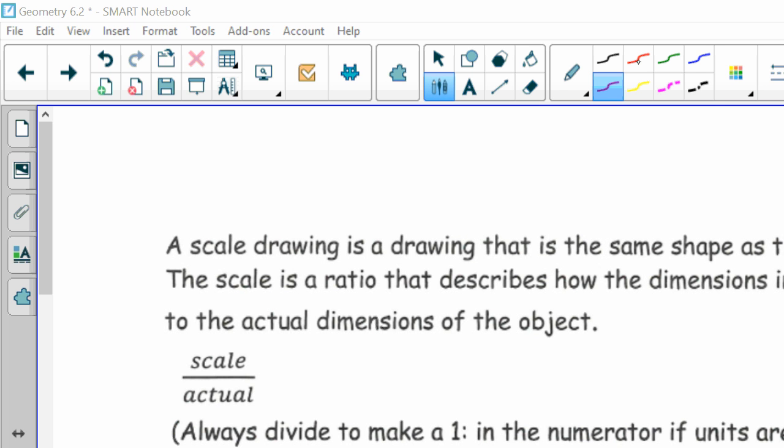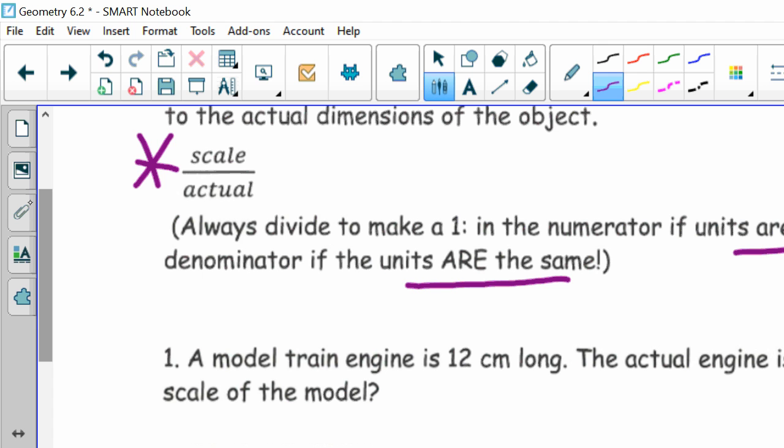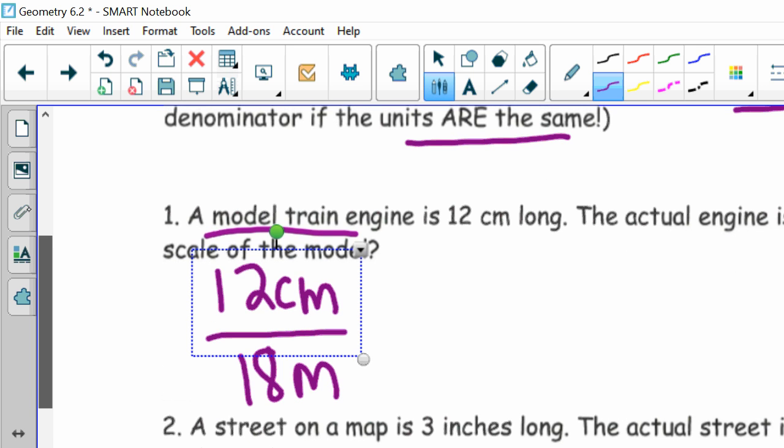All right, so we'll look at the very first one. A model train engine is 12 centimeters long. The actual engine is 18 meters long. What is the scale of the model? So I always use scale over actual. The scale, they told me, is the model train, so that's going to be 12 centimeters over the actual 18 meters. Remember, I'm not trying to make them have the same units here because it's just asking me what's the scale of the model. So I know it's going to be centimeters to meters.